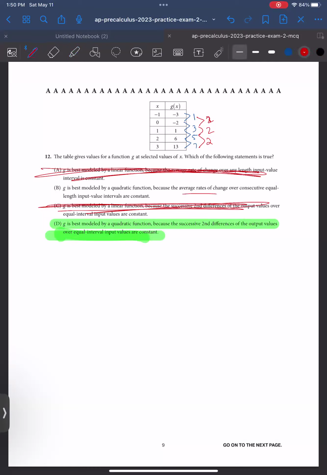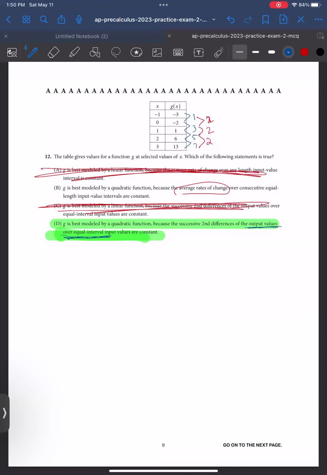This other option is also saying the average rates of change. I would have had to take the slope every single time. And as we know, on a quadratic function, the slopes are not constant throughout the whole thing. We've seen that from the curve. Now another thing to mention, I mentioned it in the other videos that I've done before. This is the important thing to remember: output values over equal interval input values. That is very important because it's a key thing that they look for in the FRQs.